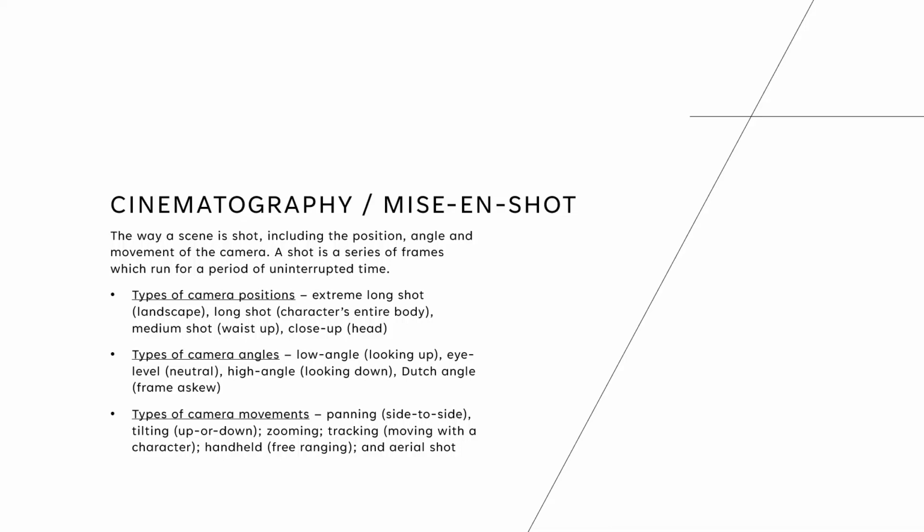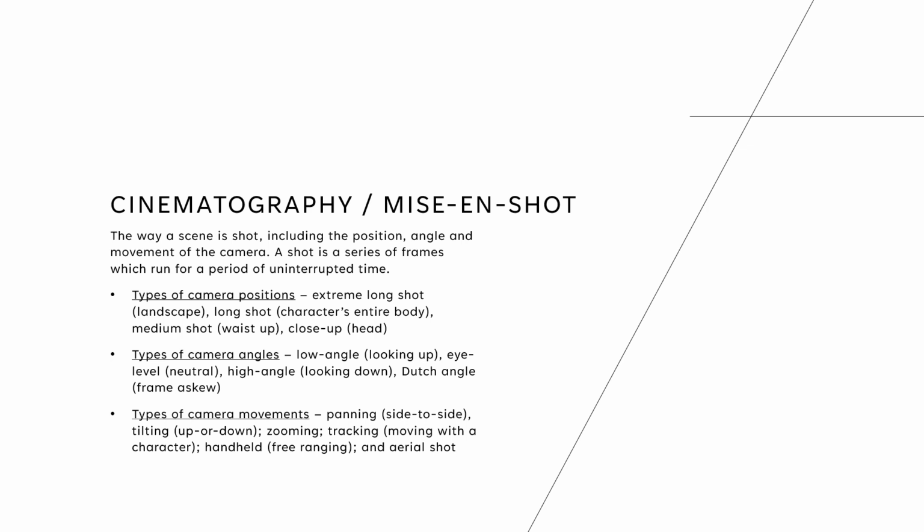In this video, we'll be looking at cinematography, also called mise-en-shot. This refers to the way a scene is shot, including the position, angle, and movement of the camera. A shot is a series of frames that run for an uninterrupted period of time.